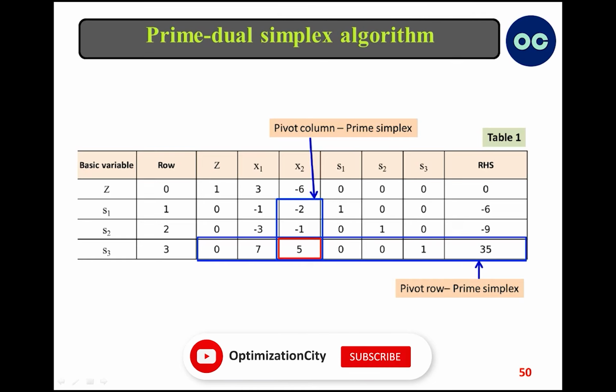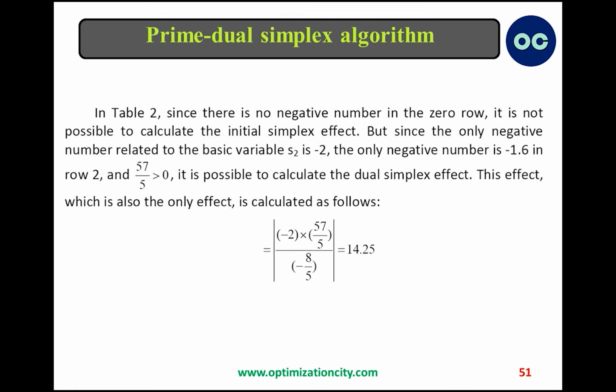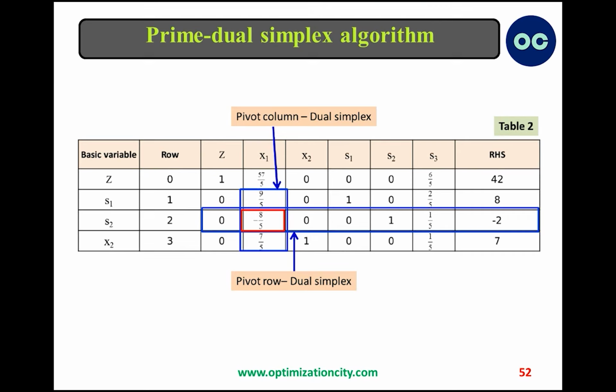Since the prime simplex effect 42 is the largest among the three effects calculated above, we will proceed with the new calculation using the prime simplex method. This calculation is done as follows. We do the prime simplex method, as we stated at the beginning. So S3 is the leaving variable, x2 is the entering variable. We do the elementary operations and we have this table.